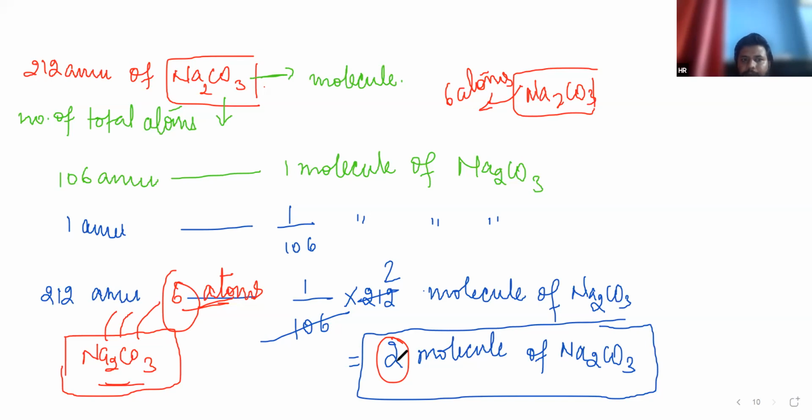Arsalan. In one molecule, 6 atoms are present. In two molecules, how many atoms are present, Arsalan? Arsalan, am I audible? 36, very good, very good.